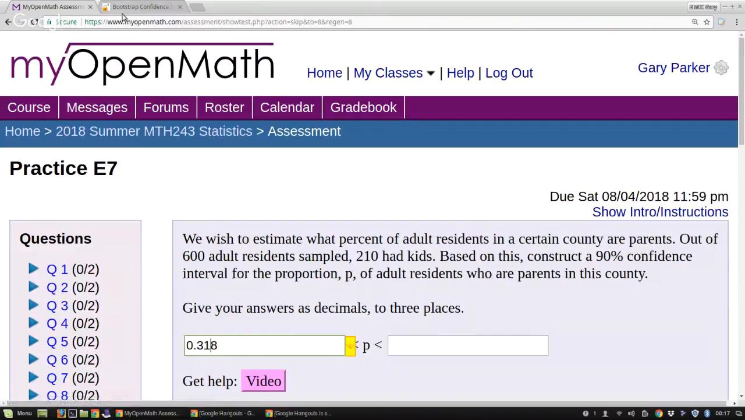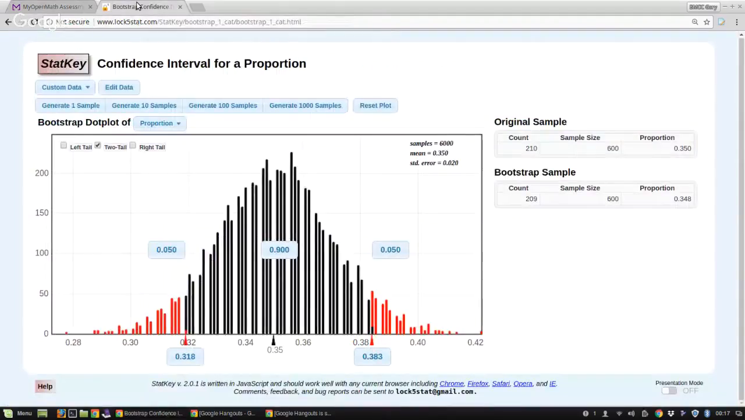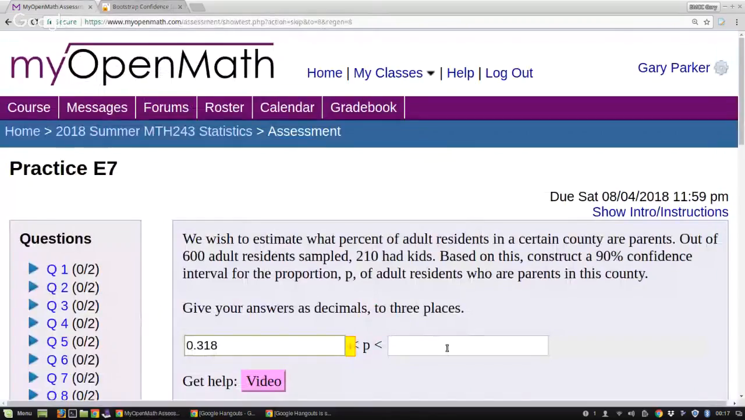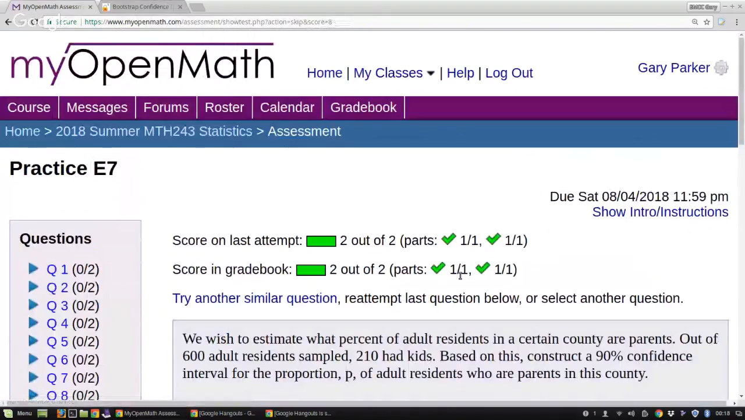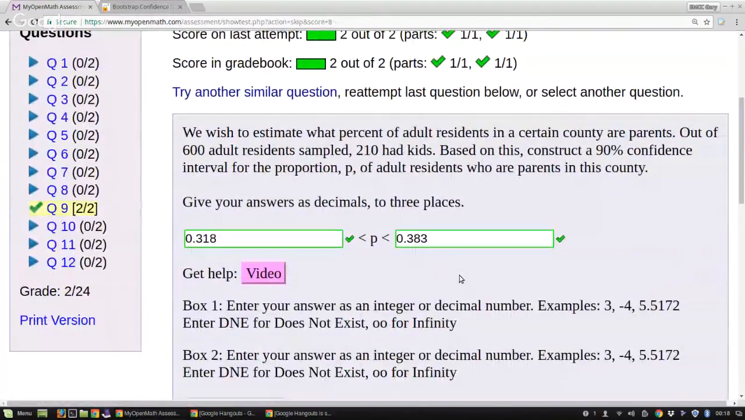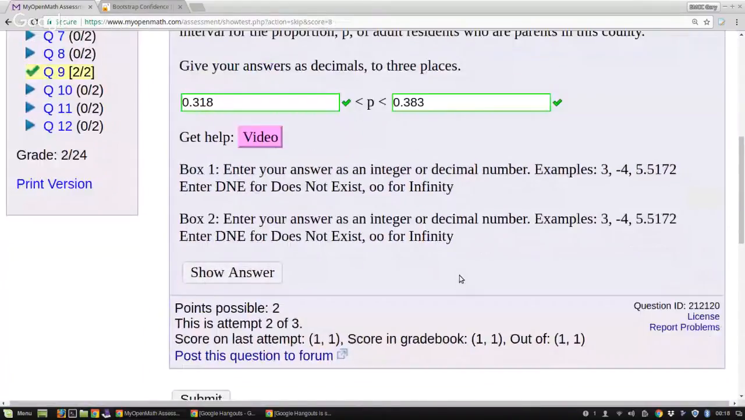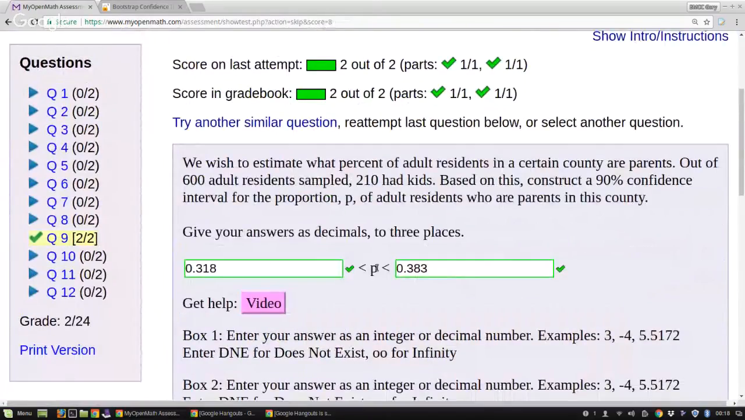Did that correctly? And 38.3. That's decimals. Click the submit button, which allows us to check our answer, and I got them both right. And so again, we found a confidence interval for a proportion.